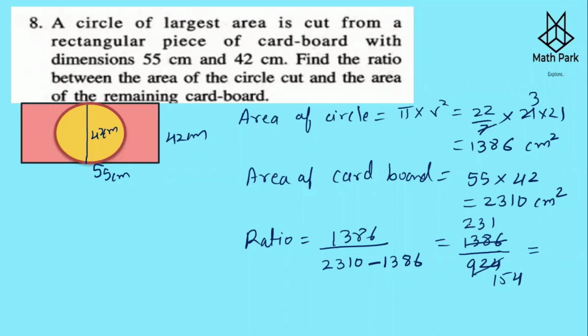Now look at the divisibility rules. For 231, the difference of alternate digits is 0, so it is divisible by 11. Divide 154 by 11 to get 14, and divide 231 by 11 to get 21. 21 and 14 are divisible by 7: 7 twos are 14 and 7 threes are 21. So we get 3:2 as the required ratio. The ratio between the area of the circle cut and the area of the remaining cardboard is 3:2.